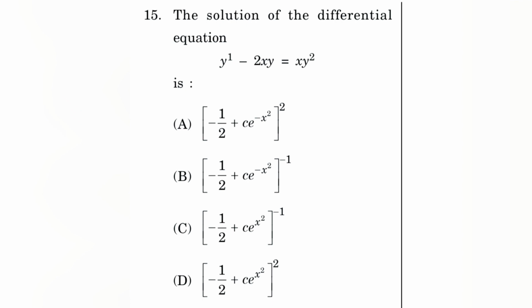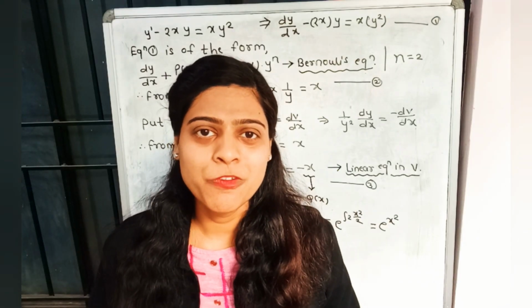This question is from the SET examination. The question is: the solution of the differential equation y' minus 2xy equals x times y squared is what? Then we have four options. This is a very easy question from the ODE topic.